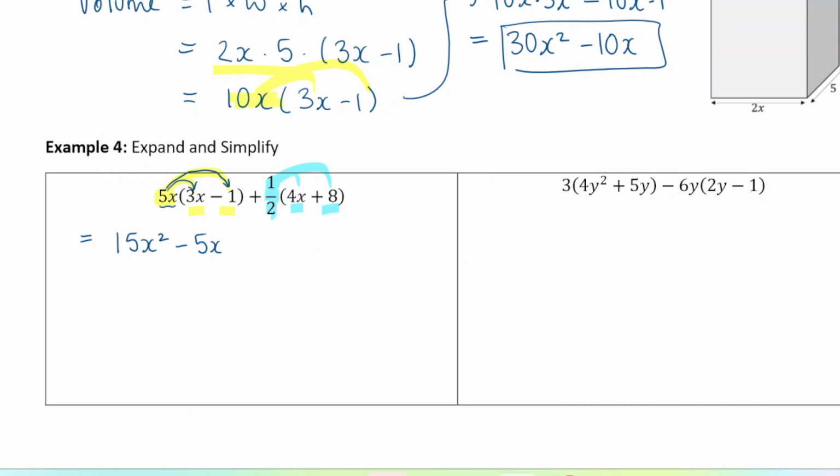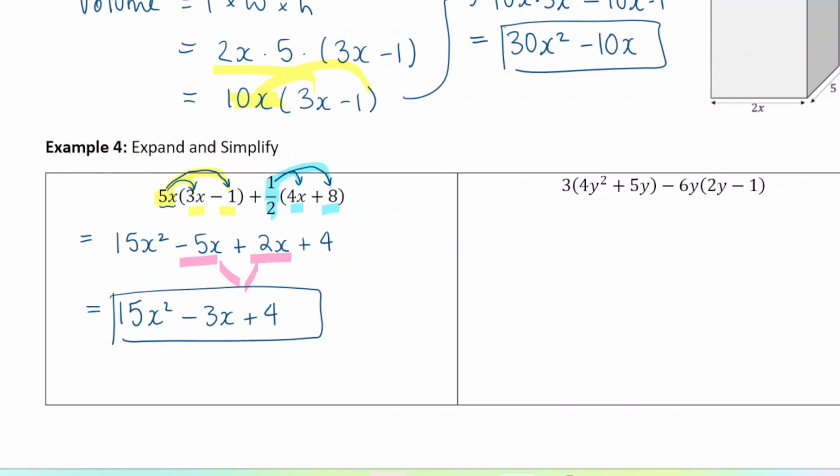Okay, those are the yellow terms done. Now I'm going to move on to the blue. When 1/2 multiplies with 4x, 1/2 of 4 is 2, so it would be 2x. And then 1/2 times 8 is 4. And then very last, we're going to add any like terms together. So there are two like terms here, negative 5x and 2x. We're going to combine those together. So we get 15x squared minus 3x plus 4 as our final answer.